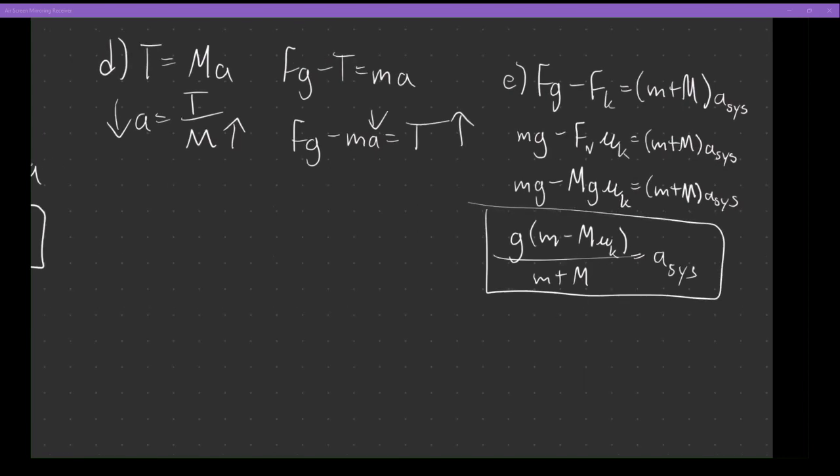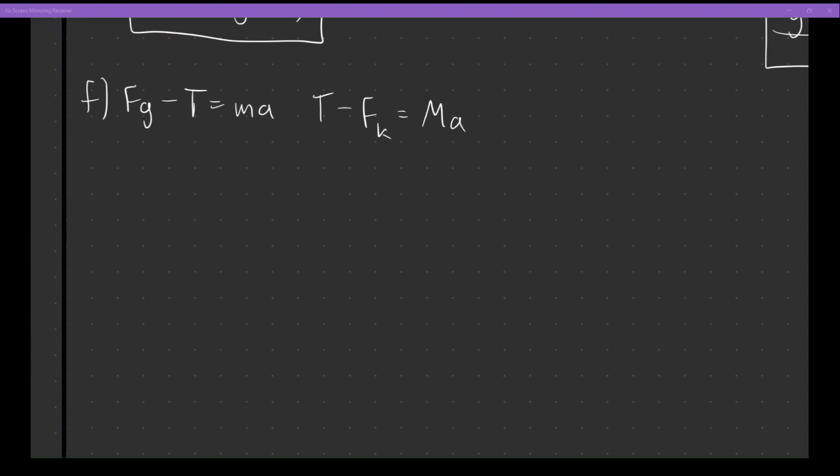Alright, so moving on to part F, asking us to derive the tension between the two blocks now. First, I want to set up the net force for the hanging block, and the forces acting on that are just F of G and T, and this is equal to small m times A. And I'm going to set up the net force for the big block. The forces acting on that are just T, and Fk acts against it, equal to big M times A.